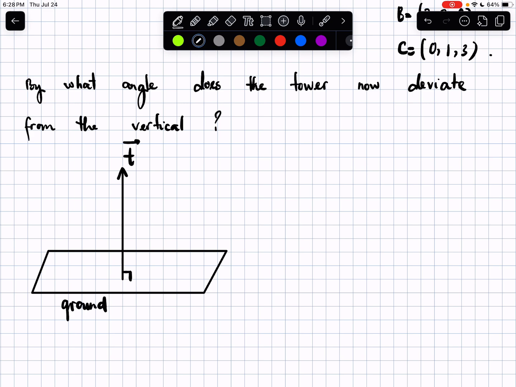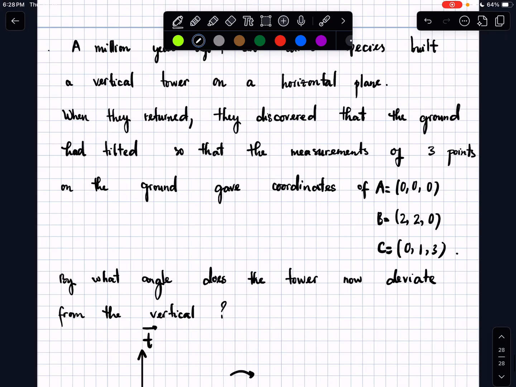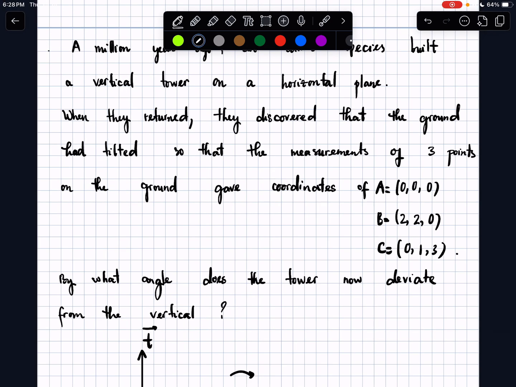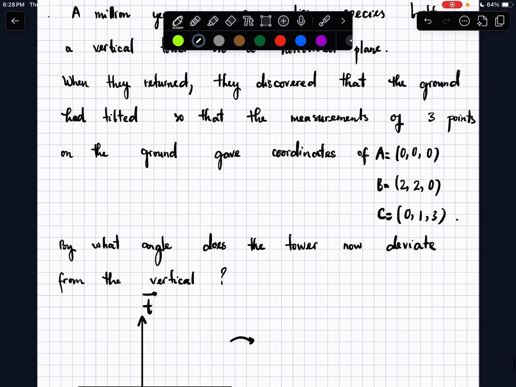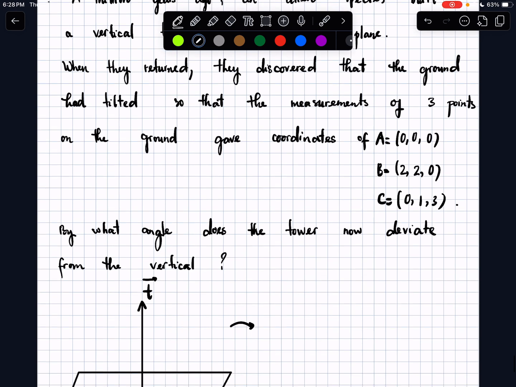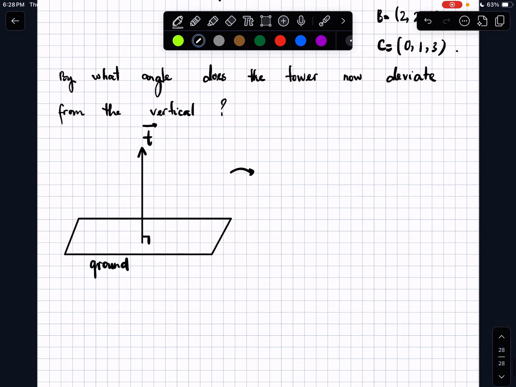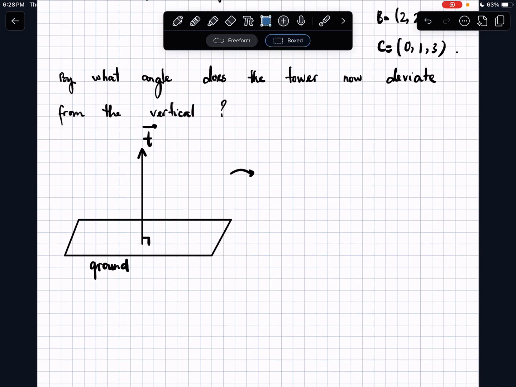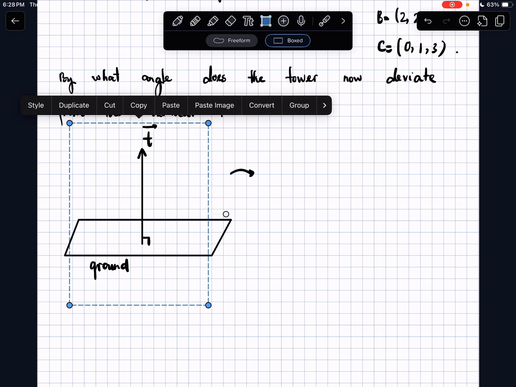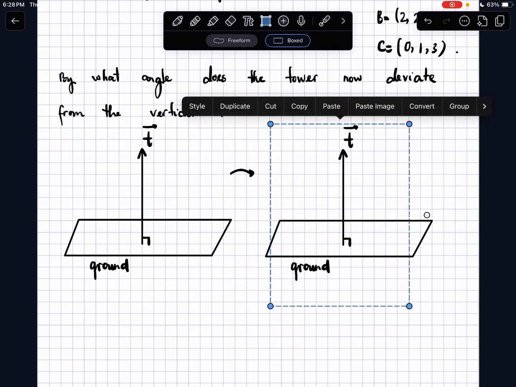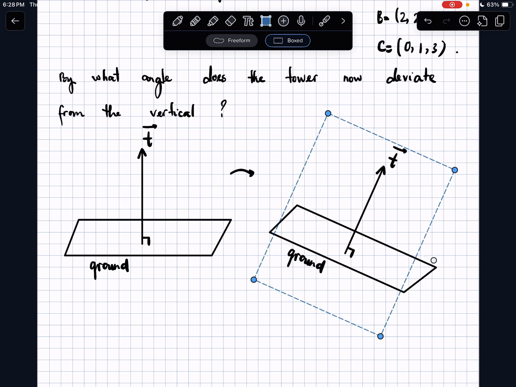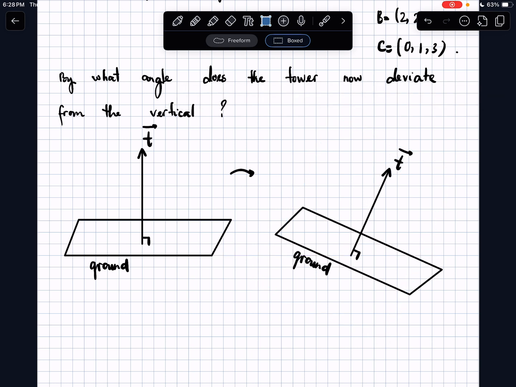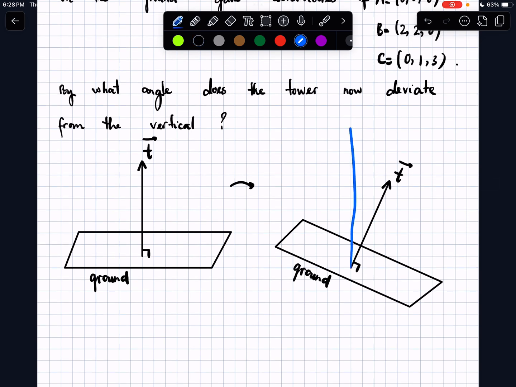And after that, the tower and the ground get tilted so that the measurements of 3 points on the ground changed. So say this now becomes, for example, tilted like this, and we would need to compute the angle of the tower with respect to the vertical direction.